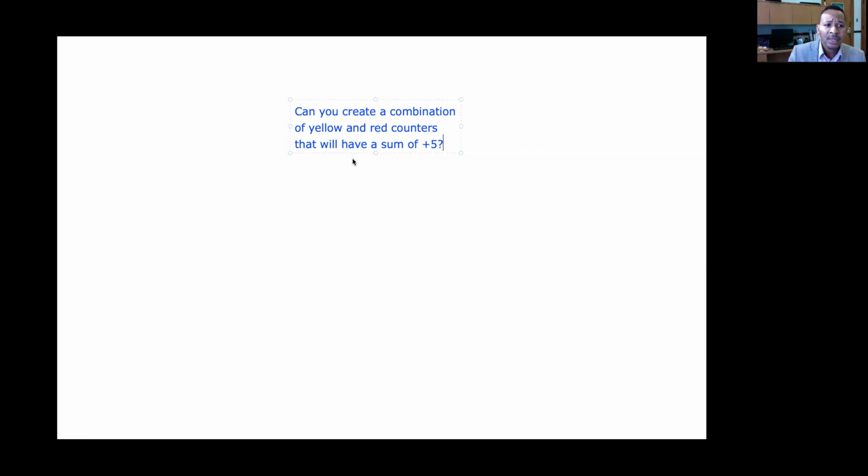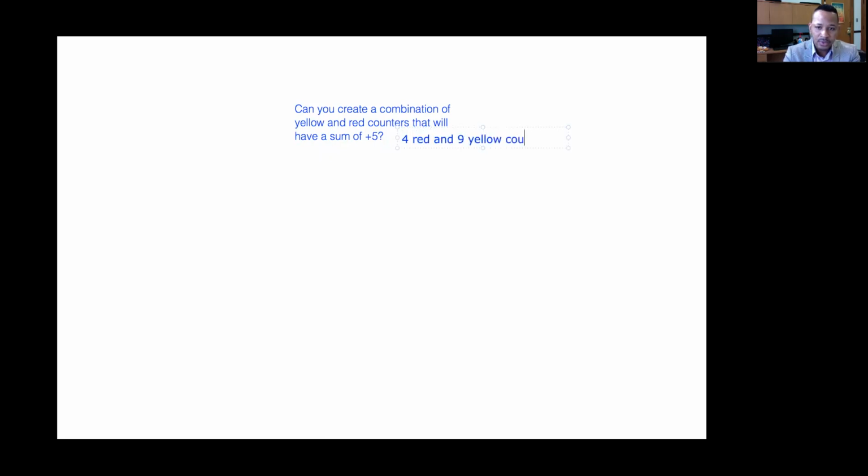And certainly, John, I want to thank you for sharing your solution to this. Yes, we had 4 red and 9 yellow counters. That would give us a sum of positive 5. We could write it as negative 4 plus 9 equals positive 5.